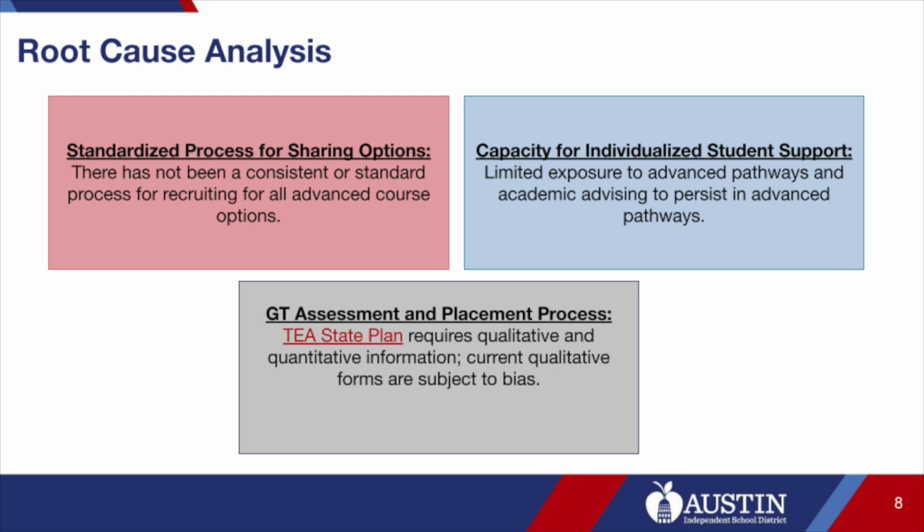The third root cause is connected to Constraint 3.3. It is about the assessment and placement process for GT. The state plan requires qualitative and quantitative information. Current qualitative forms are subject to bias.